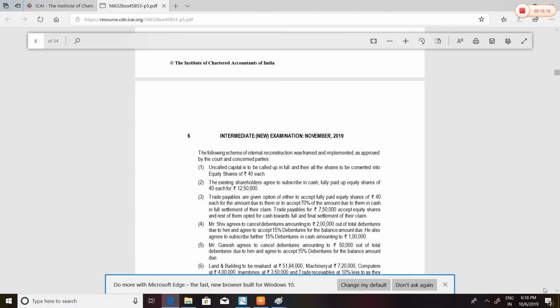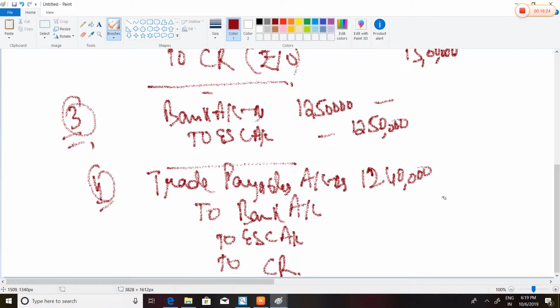7 lakh 50,000 here. Then what would be the amount here? See, 12 lakh 40,000 minus 7 lakh 50,000 into 70%. Sorry, not 30%, it's 70%. My mistake.